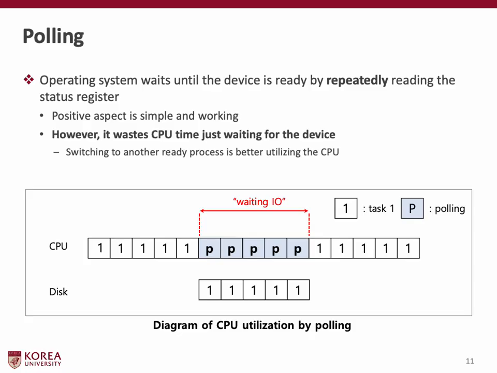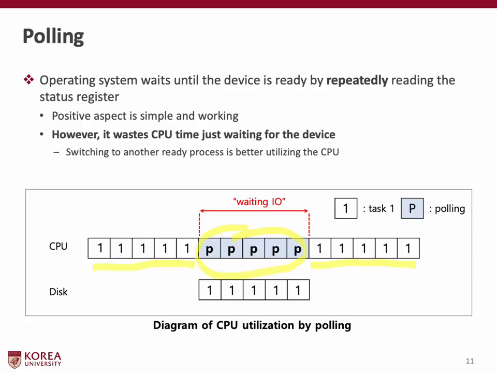First, task 1 is running on the CPU, and then it requests an I/O operation to the disk to read some data. Then the operating system simply spins, polling the status of the disk device repeatedly until the I/O operation is complete. This situation is indicated by these characters P. And after handling this I/O operation, task 1 can resume again.